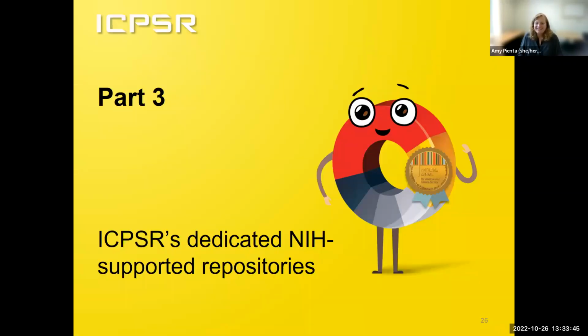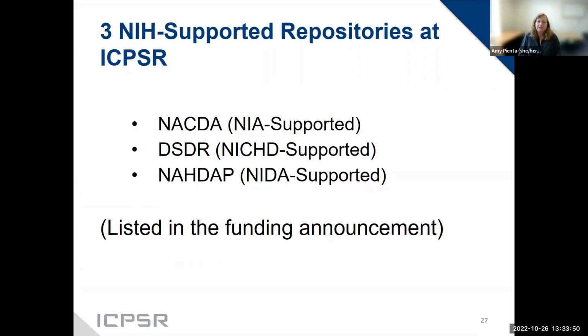Part 3. So this is a bit of a shorter part. I want to talk a little bit about some of the NIH-supported repositories at ICPSR, and we have 3 NIH institutes that have repository infrastructure that is part of the ICPSR home. So one is the National Institute on Aging, the NACDA archive, the NICHD-supported Data Sharing for Demographic Research Archive, and the NIDA-supported National Addiction and HIV Data Archive Program.